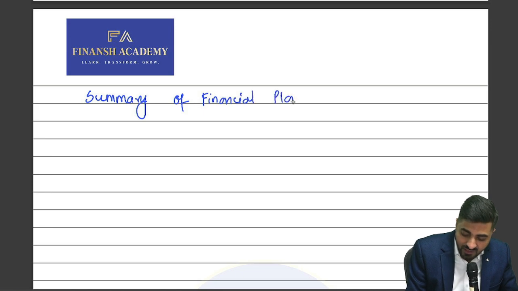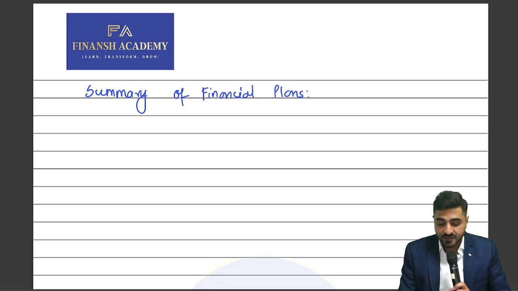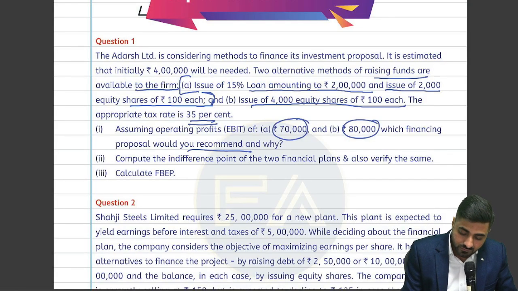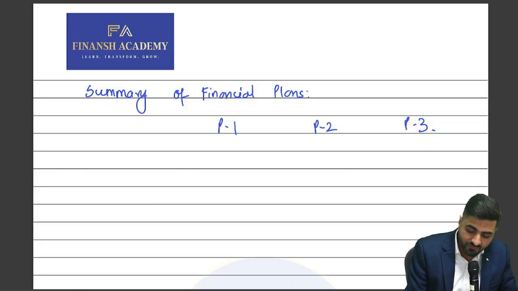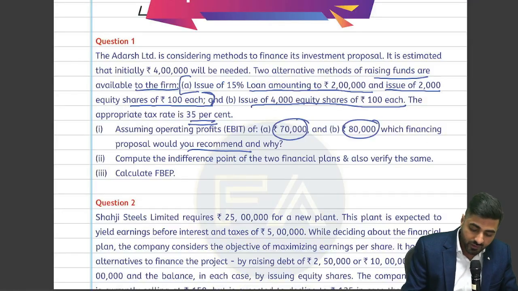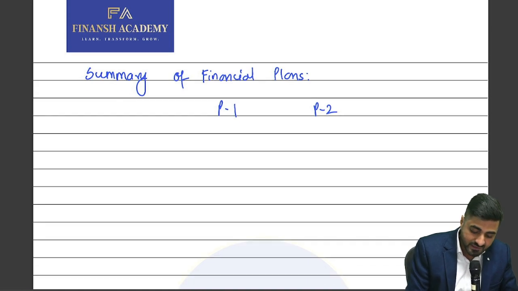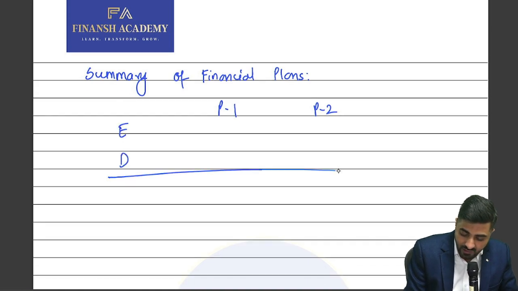Now, please tell me, in the summary of financial plans, there is plan 1, plan 2, plan 3. No, I think there are only 2 plans, plan 1 and plan 2. How much amount is required, beta? 4 lakhs. The total amount required is nothing but 4 lakh.